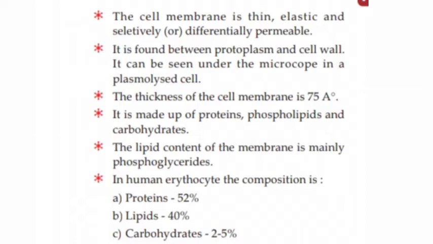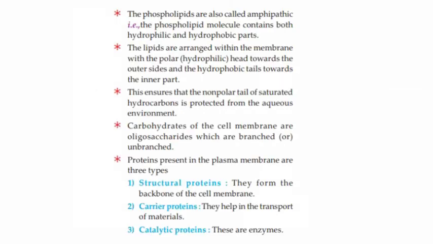The lipid content of the membrane is mainly phosphoglycerides. In human erythrocyte, the composition is protein 52%, lipid 40%, carbohydrate 2 to 5% in RBC or erythrocyte of human cell. The phospholipids are also called amphipathic in nature, which means the phospholipid molecules contain both hydrophilic and hydrophobic parts.